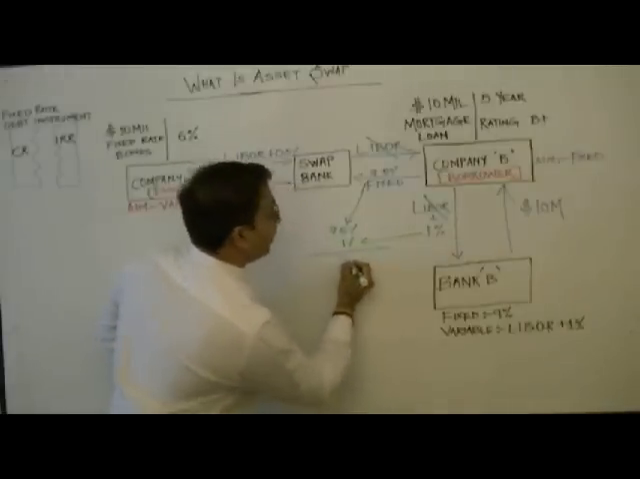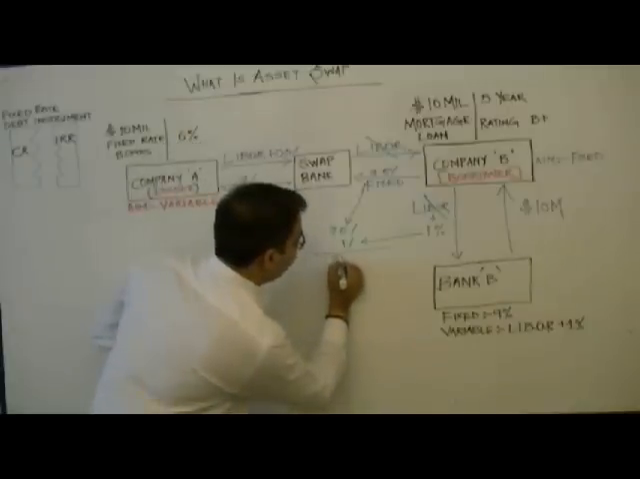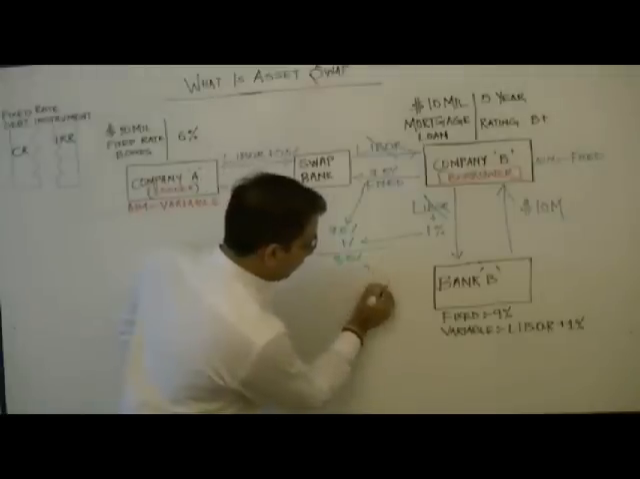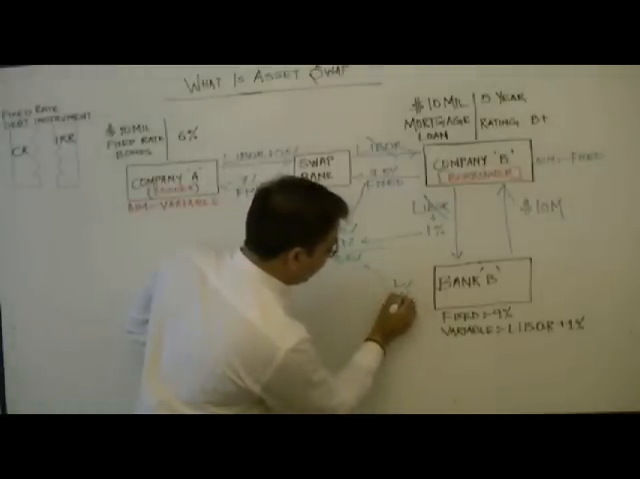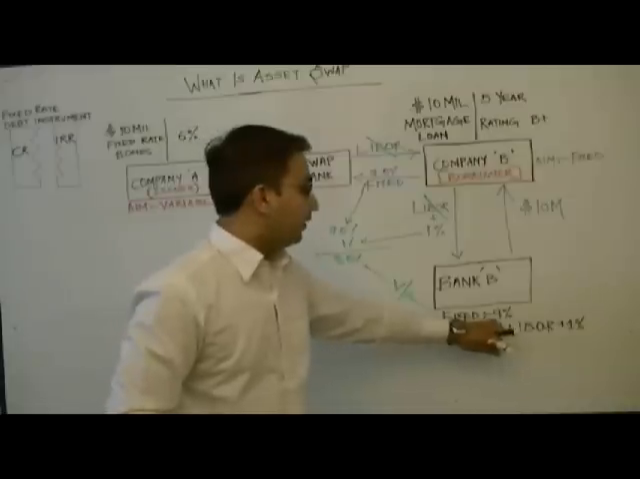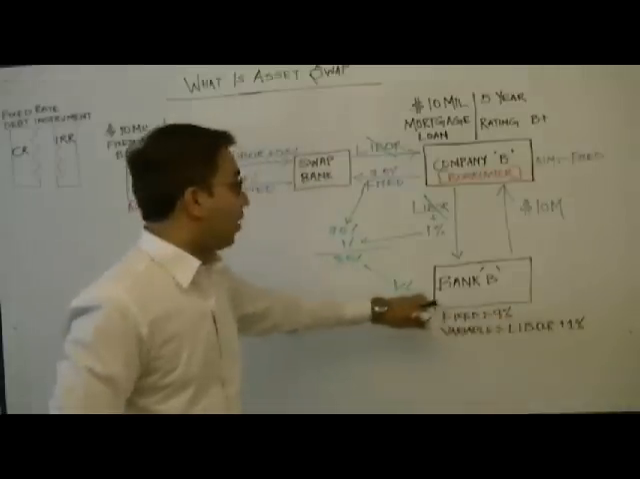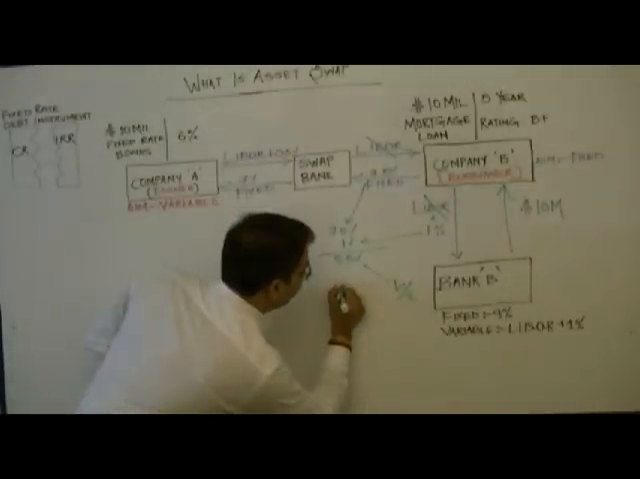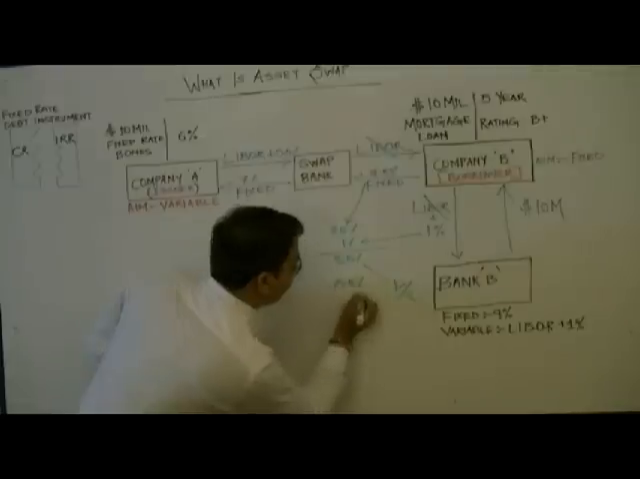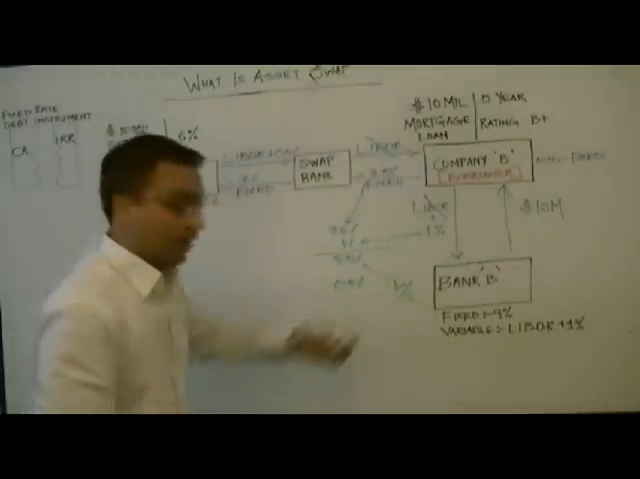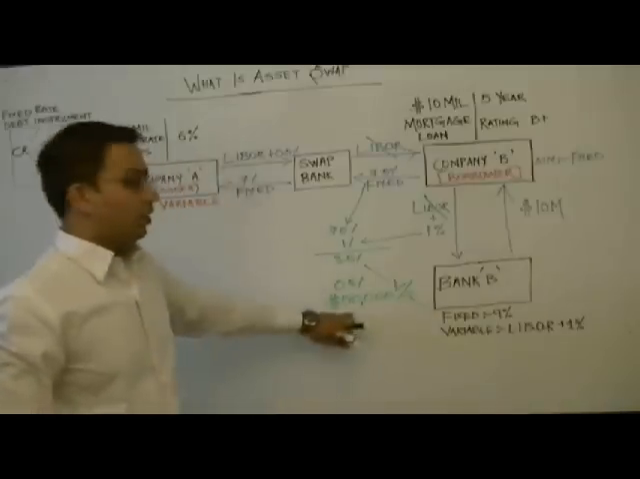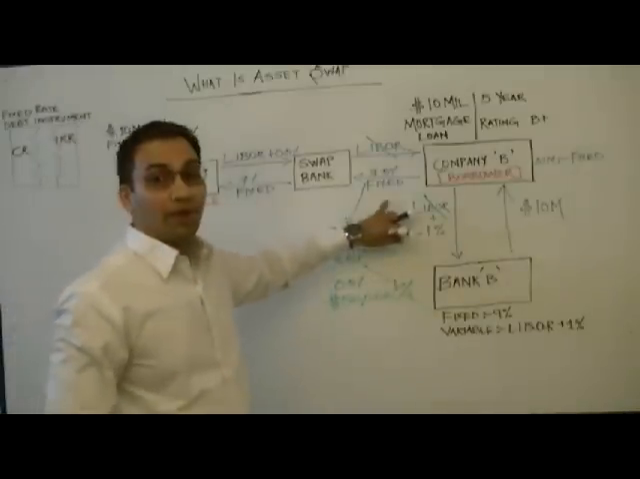and company B is now paying 8.5% versus the 9% fixed interest rate offered by Bank B. So company B is saving 0.5%, which is equivalent to $50,000 per year because of this swap transaction.